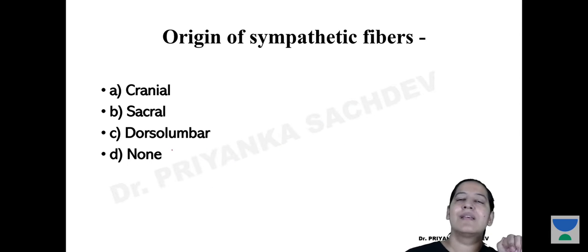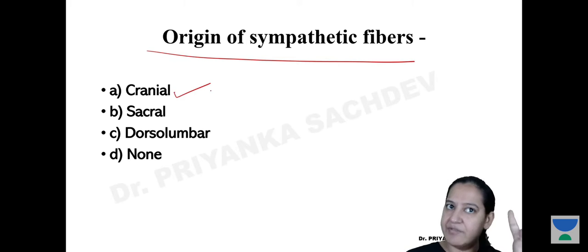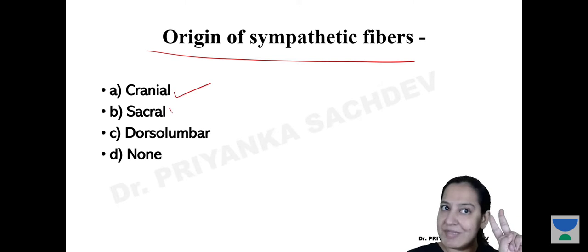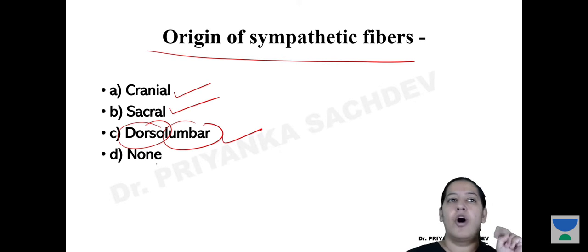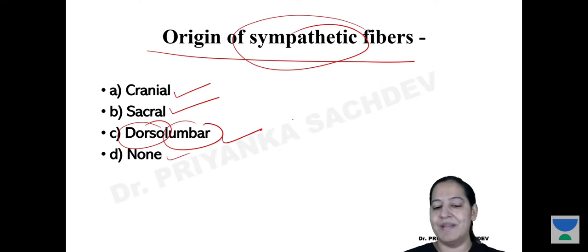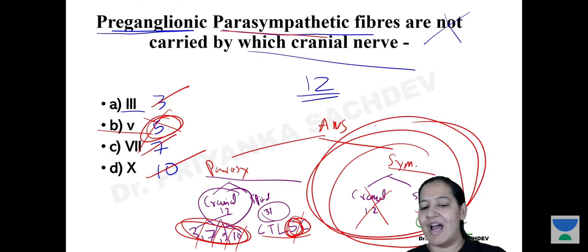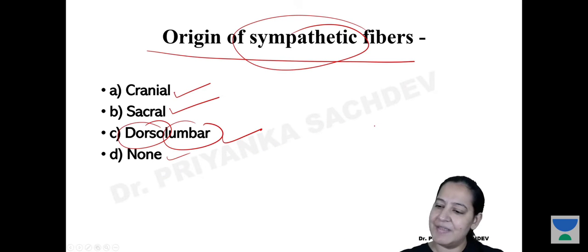Now see, this is the next question in front of you. What is the origin of sympathetic fibers? I have told you very clearly. Whether they arise from any of the 12 cranial nerves, whether they arise from sacral spinal, whether they arise from dorsolumbar spinal or none. I am not asking parasympathetic. In the last question, I have already explained the origin of both. So I am asking the origin of the sympathetic. What is your answer? ABCD. I am waiting for you to answer.